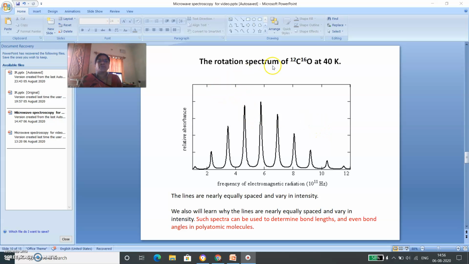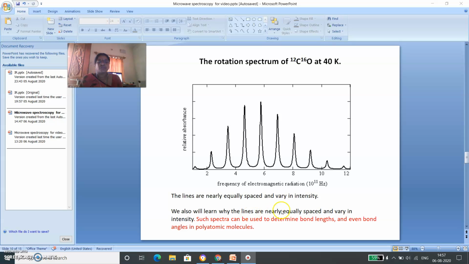This is the rotation spectrum of 12C and 16O at 40 Kelvin temperature. If you see here, the lines are equally spaced. The statement given is: the lines are nearly equally spaced and vary in intensity.